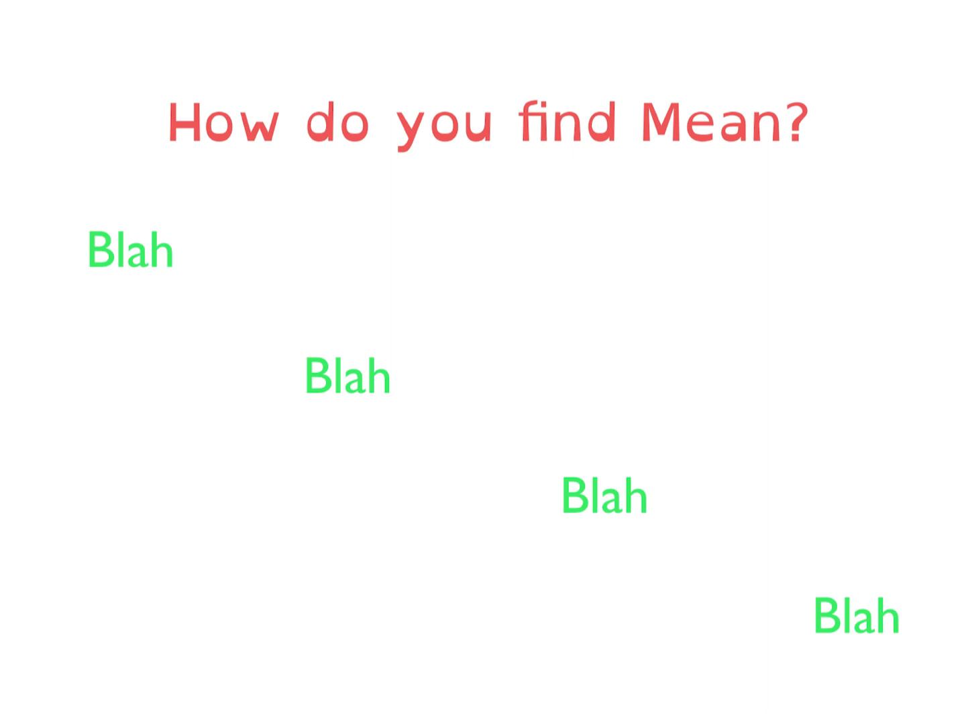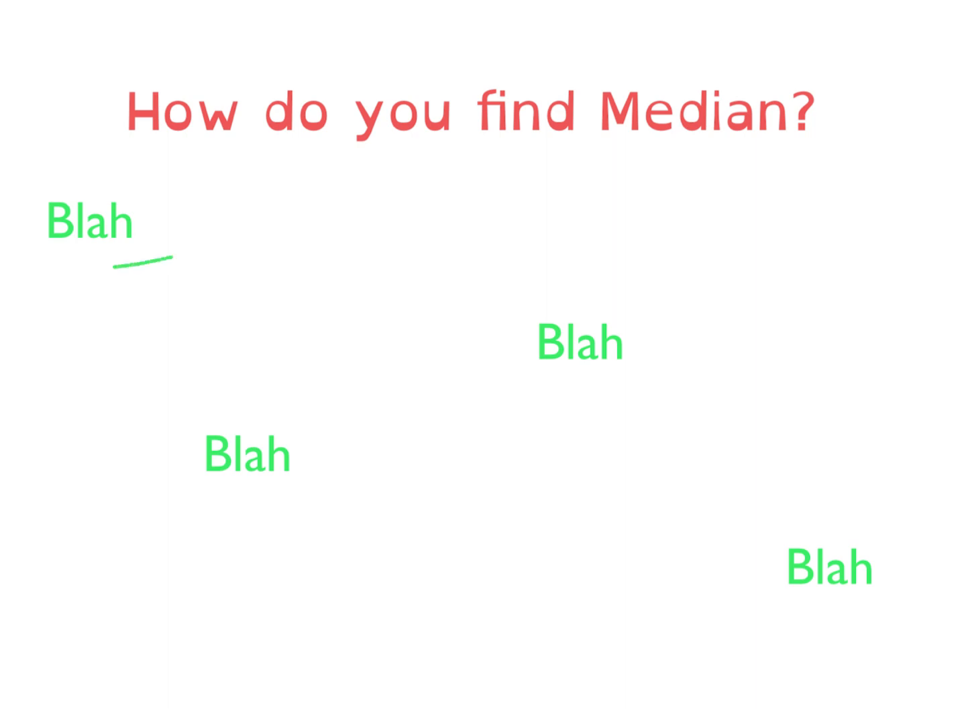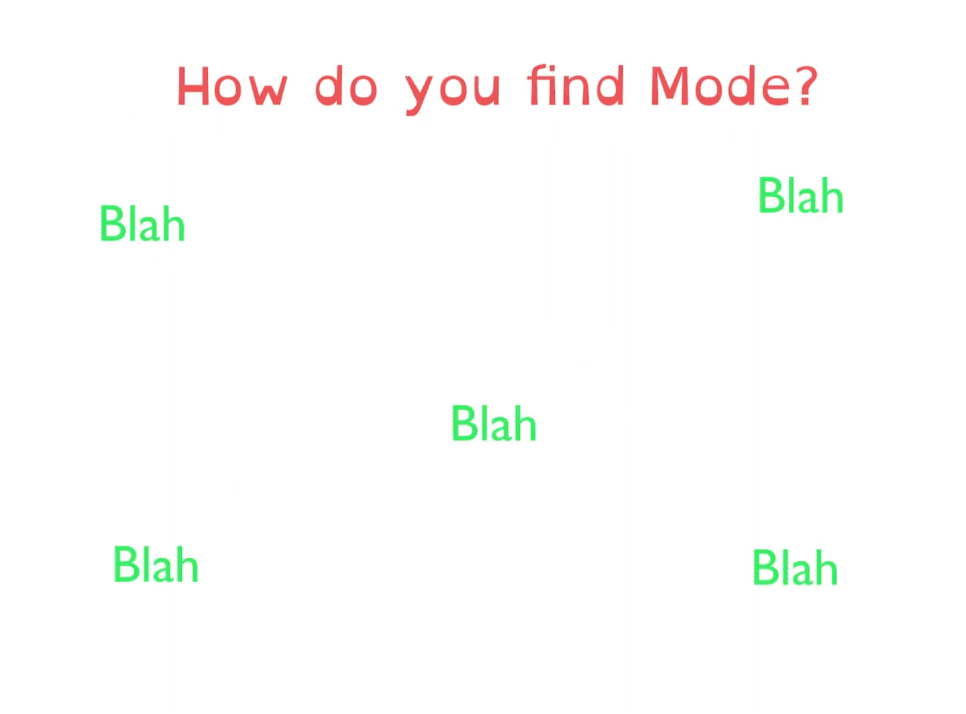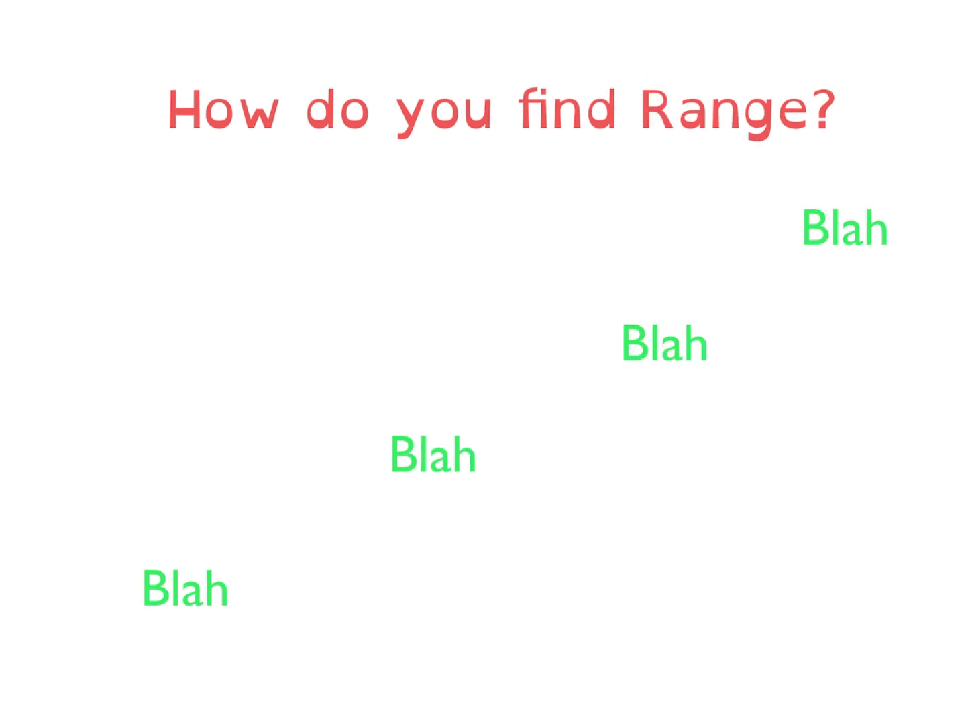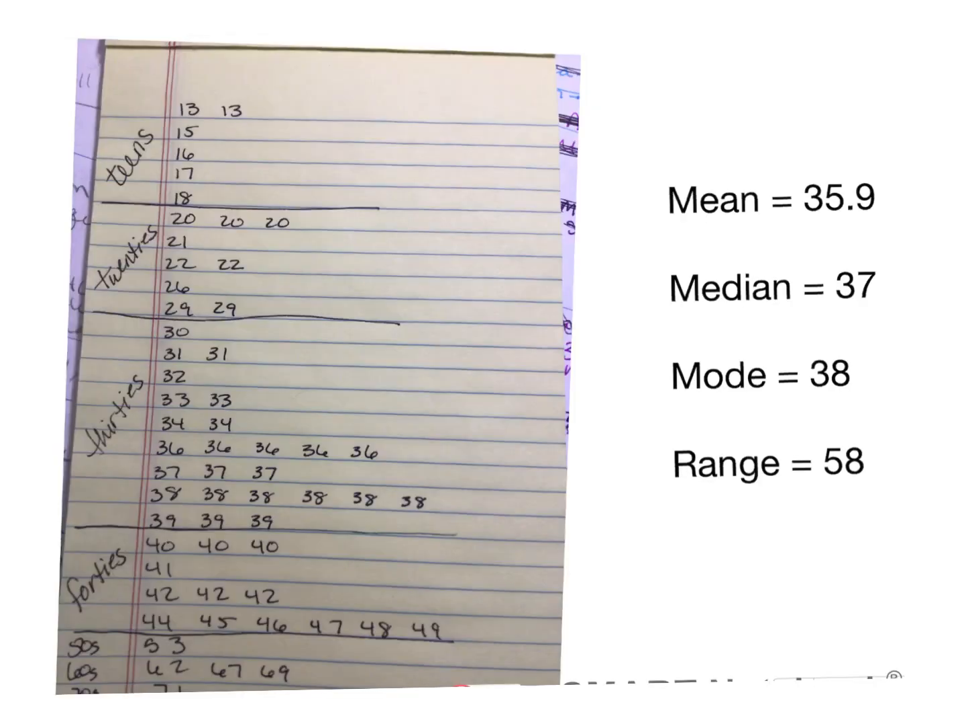Then I took a break from that and I figured out how to find mean and I explained it. I'm not doing it here. You are going to explain to me how you find mean. Same thing with median: how do you find median? And how do you find mode? And finally, how do you find range? So you're going to have 4 slides or 4 pieces of your project that explain how to find those.